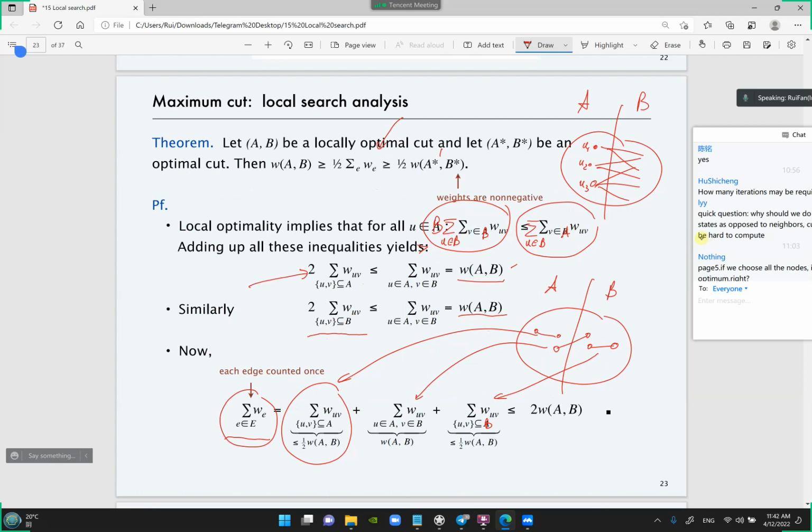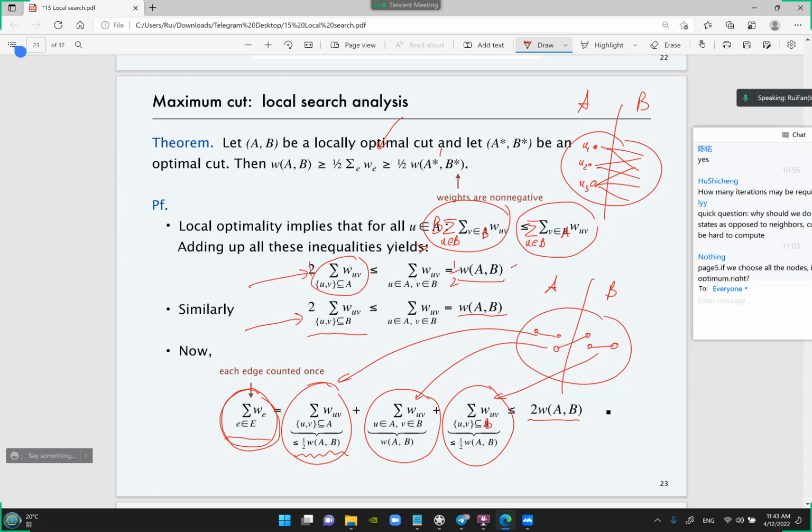By this expression over here, the sum of all of the A to A edges is at most, since we divide by 2, half of the weight of the cut. Likewise, from this expression, if you divide by 2, the sum of all the B to B edges is also at most half of the weight of the cut from A to B. And this part is simply the weight of all of the cut edges. So this shows that the sum of all of the edge weights is at most 2 times the size of the cut.